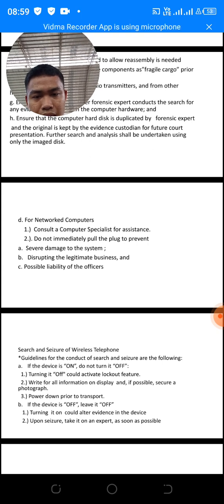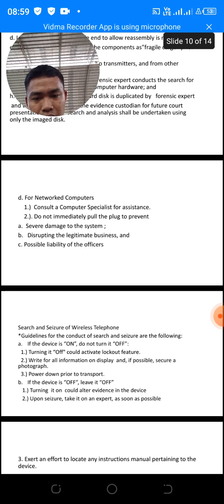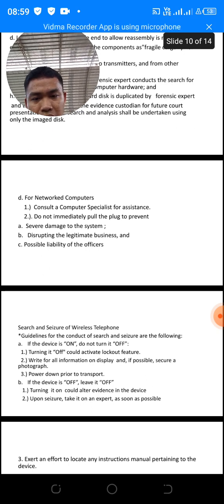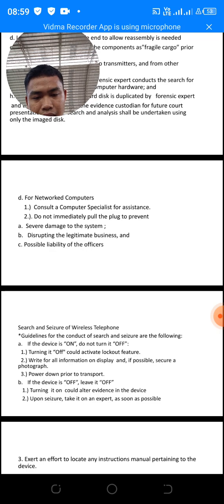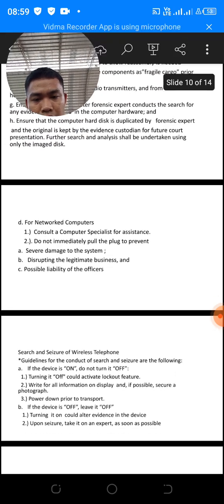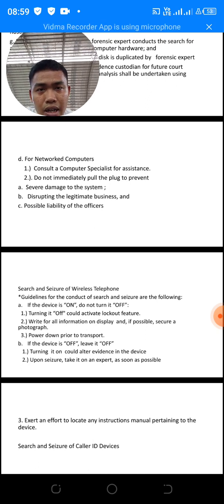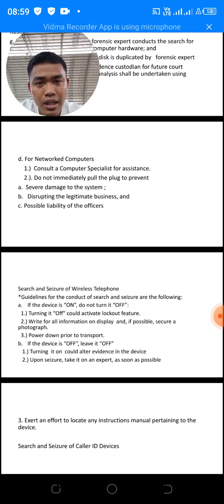If the device is off, leave it off. Turning it on could alter evidence in the device. Upon seizure, take it to an expert as soon as possible. Exert an effort to locate the instruction manual pertaining to the device. This is my report and thank you.